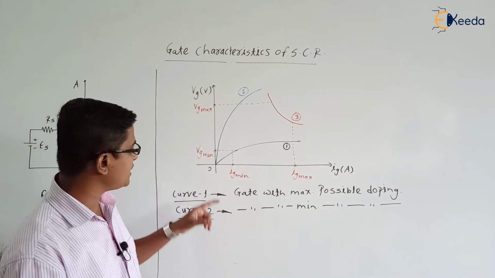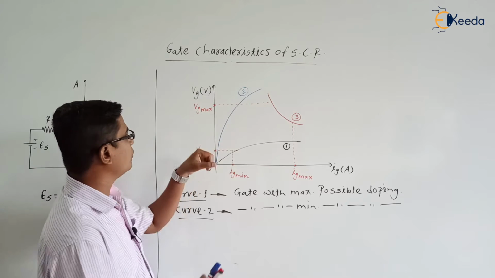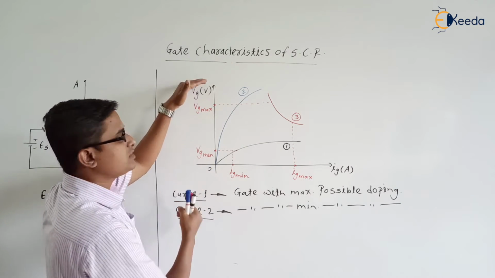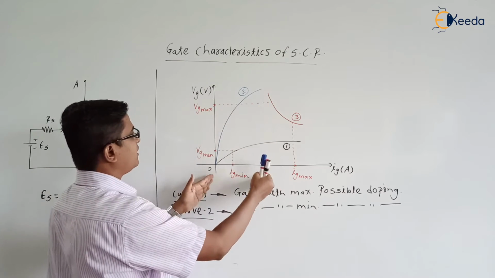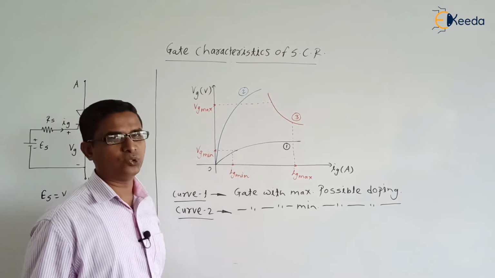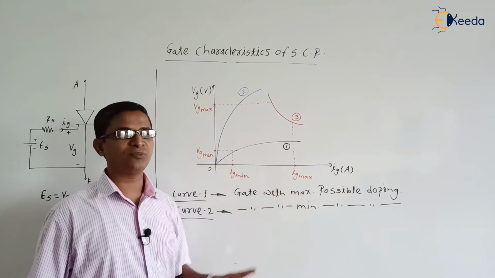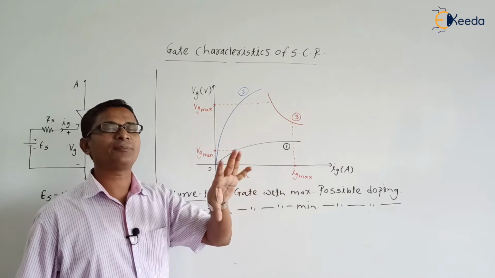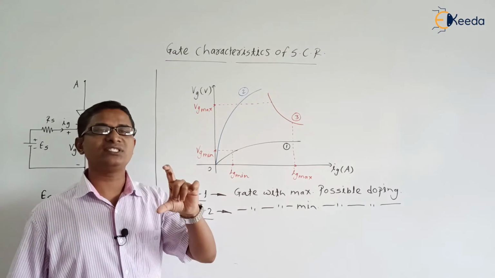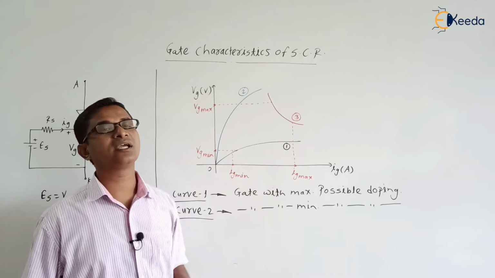Okay, so if you check, corresponding to curve 2, we are having a very large change in the gate voltage, that is the Vg, but what is the corresponding change in the gate current? It is very small. Are you getting the difference between curve 1 and curve 2? Curve 1 is for the maximum possible doping, means the inner p-type layer consists of a large number of positive charge carriers, so a small change in Vg will cause a large change in the gate current.